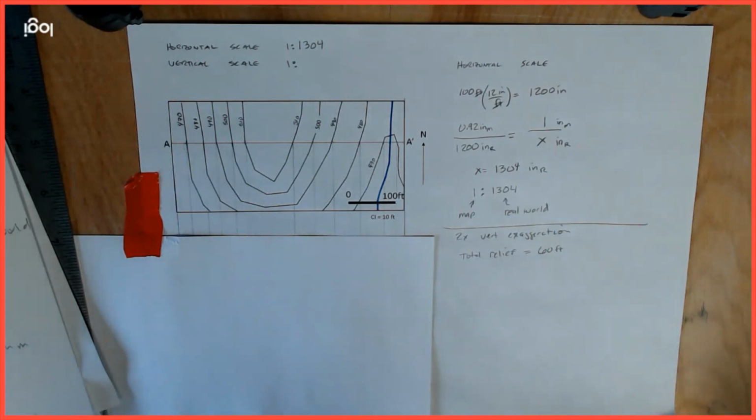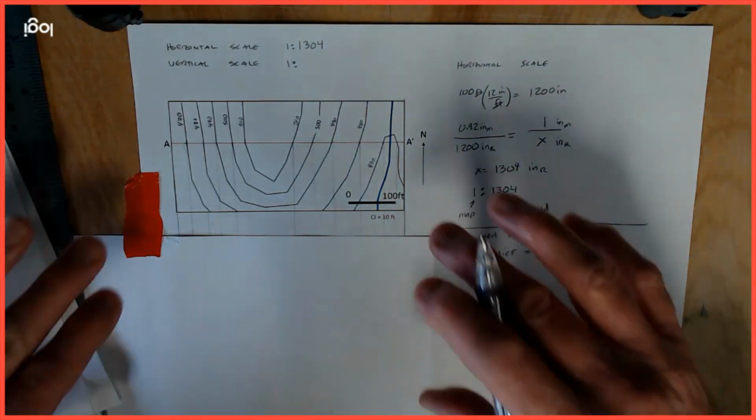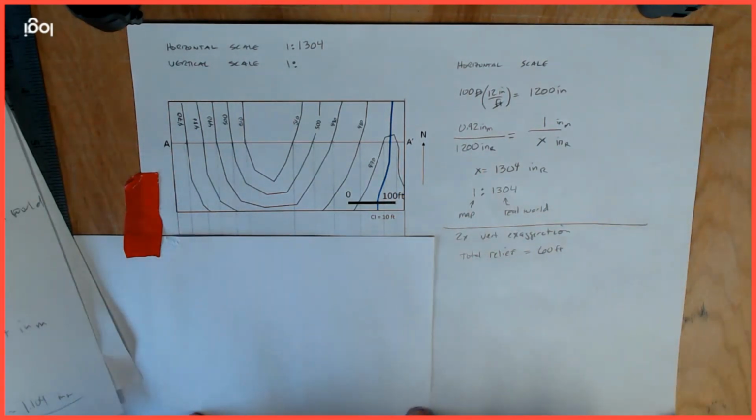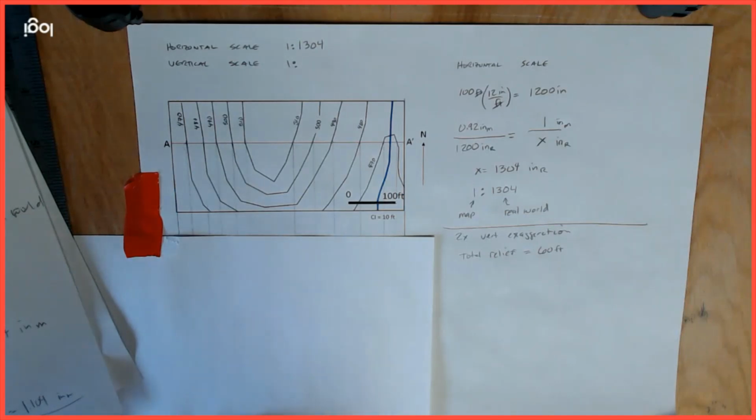And now we want to figure out, is a 2 times vertical exaggeration going to work in the space that we have? In class, the other day, we did an example. We tried 10 times vertical exaggeration of the same map, and we found that we don't have enough space to do that cross-section. But if we do a 2 times vertical exaggeration with a relief of 60 feet, we're going to see how that works.